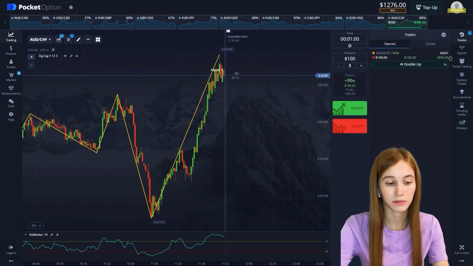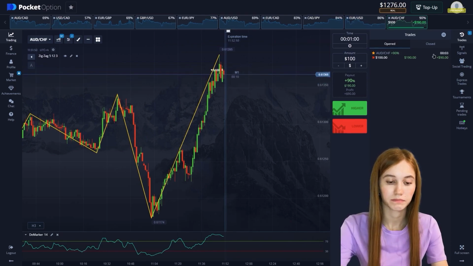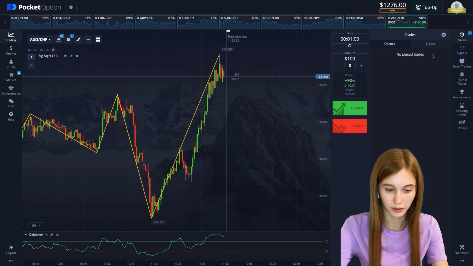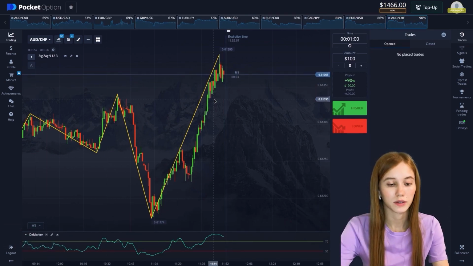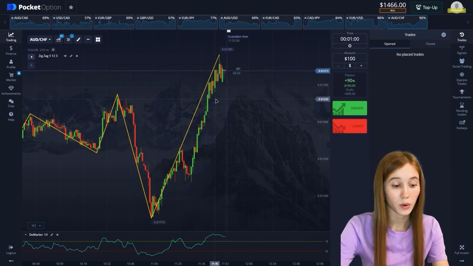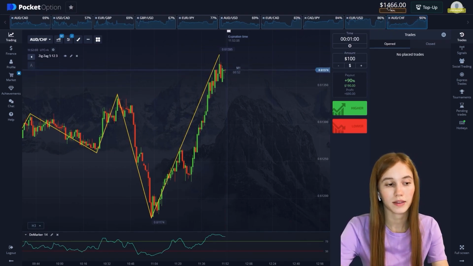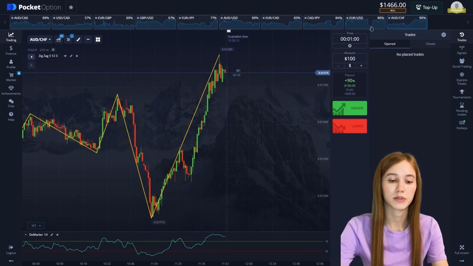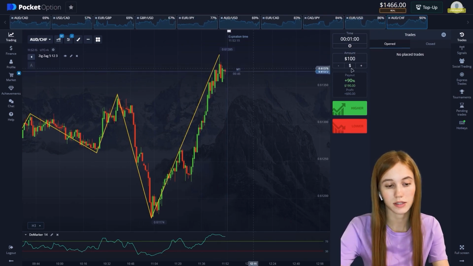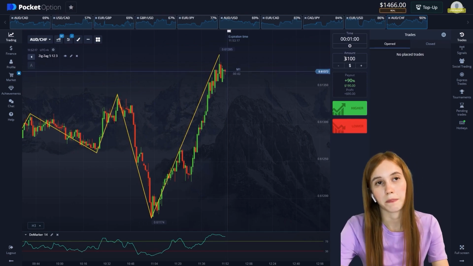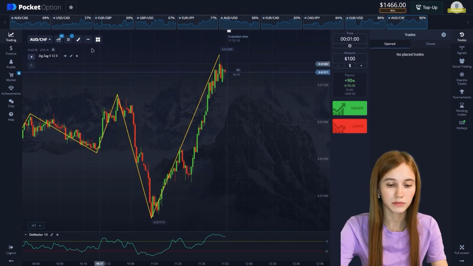8 seconds left. There are 13 seconds left until the end of the candle. Good. Profit is $90. Good. Let's move on. So we finished with a balance of $1,500. We traded on a minute deal. Time frame is 1 minute. Also the deal amount was always $100.